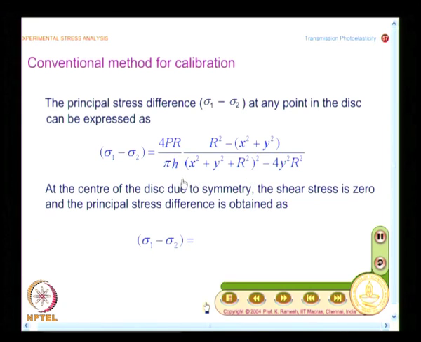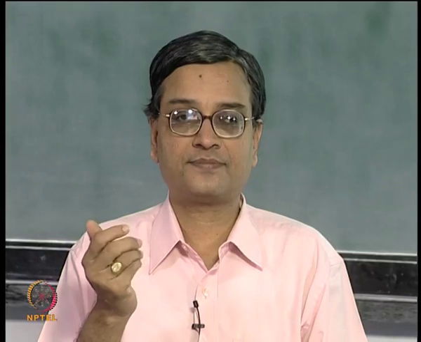From that point of view you also need to find a methodology which uses several data points from the field. So, keeping that in mind, I am going to have the expression of sigma 1 minus sigma 2 as a function of x comma y, and that is given as 4 p r divided by pi h into r squared minus x squared plus y squared divided by x squared plus y squared plus r squared whole squared minus 4 y squared r squared. And once you have this expression, it is very simple to find out the principal stress difference at the center of the disk.